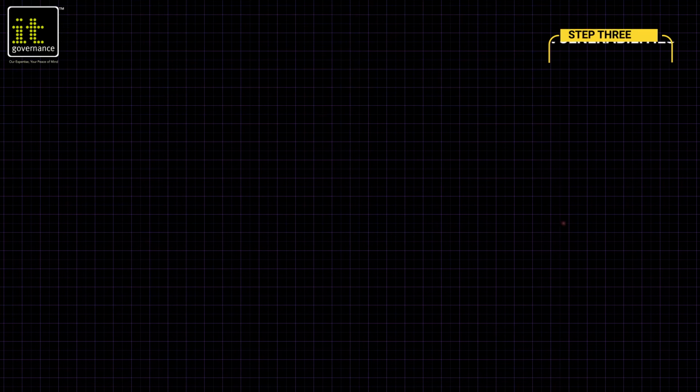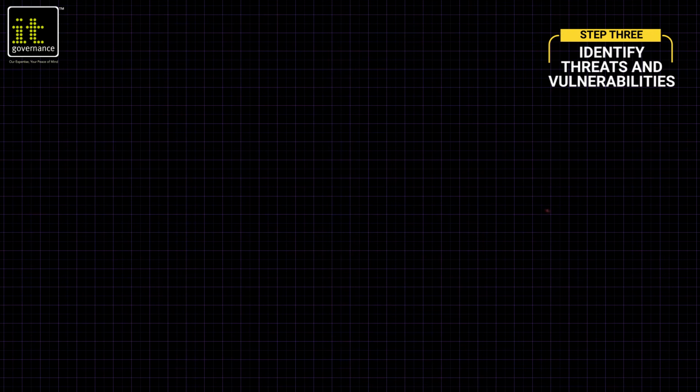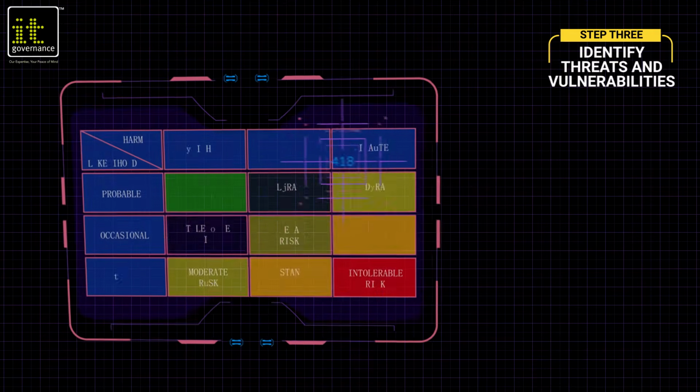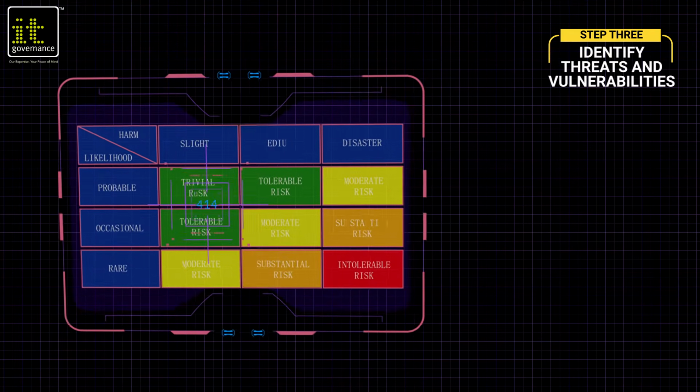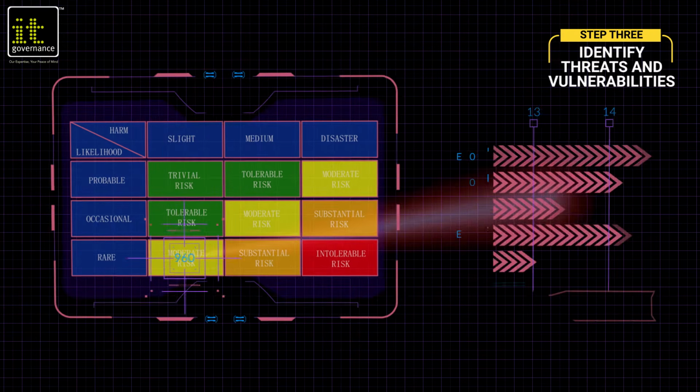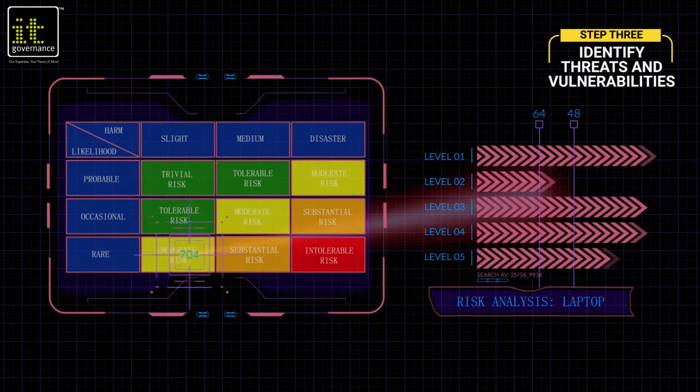Step 3. Identify threats and vulnerabilities. Once you've created your list of information assets, it's time to determine the risks associated with them. For example, when analyzing work-issued laptops, one of the risks you highlight will be the possibility of them being stolen.